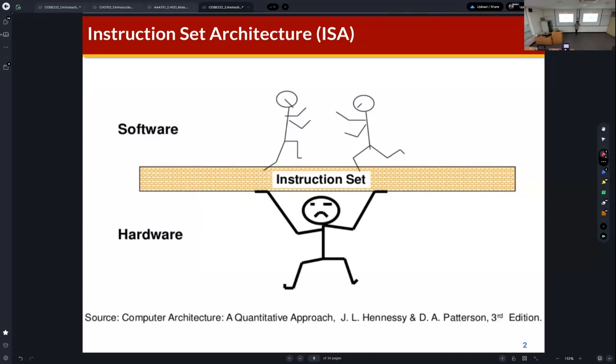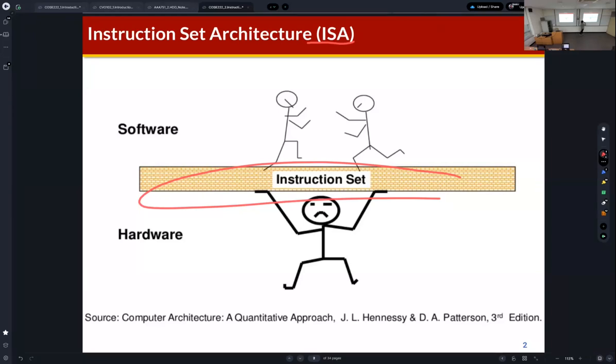So I said in chapter 2, we will learn about instruction set architecture. It is also called ISA. Then, what is an instruction set architecture? In this figure, you can find hardware, and you can find software. What is this human doing? The hardware is lifting a large plane. Actually, hardware is the playground of software, and the software people are playing on the hardware.